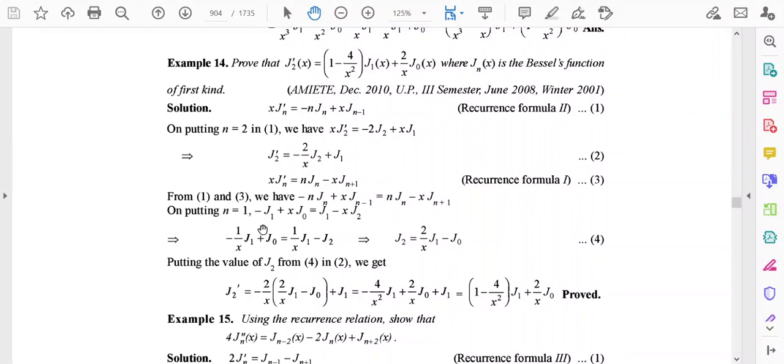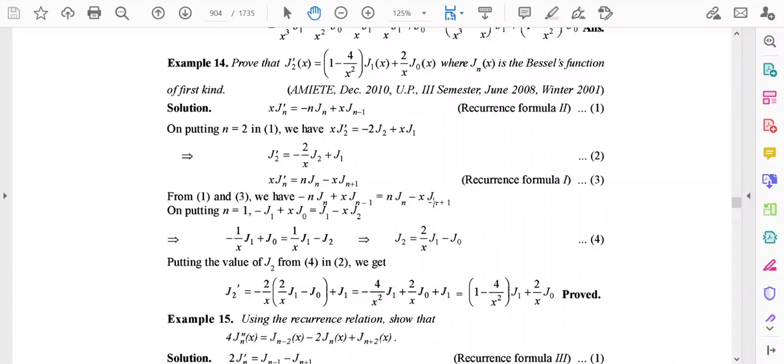Here we will not use the tricks applied in the book, we will just express J2 using formula 4. So we write the value of J2 here. Then we can easily show that J2' can be expressed as (1 - 4/x²) J1 + (2/x) J0. In this way the recurrence relations can be used in different types of applications.